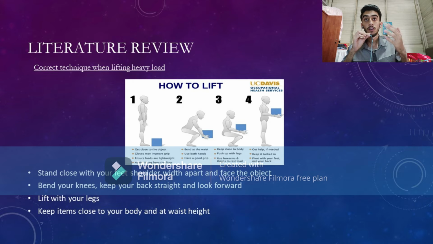Next, we're going to proceed with the correct technique when lifting heavy loads. First, stand close with your feet shoulder-width apart and face the object, and then bend your knees, keep your back straight and look forward when you want to lift the object. When lifting, use your legs as support in order to lift the object. And fourth, keep the item close to your body and always at waist height when you are moving the load from one place to another.